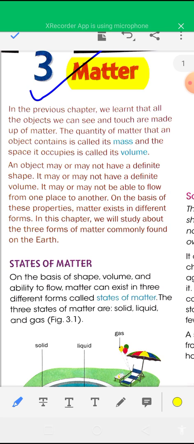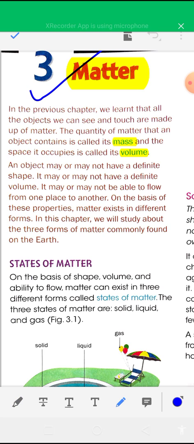and the quantity of matter that an object contains is called its mass. Okay, so mass is the amount of matter present in a body, and the space occupied by the body is called its volume. So mass and volume.